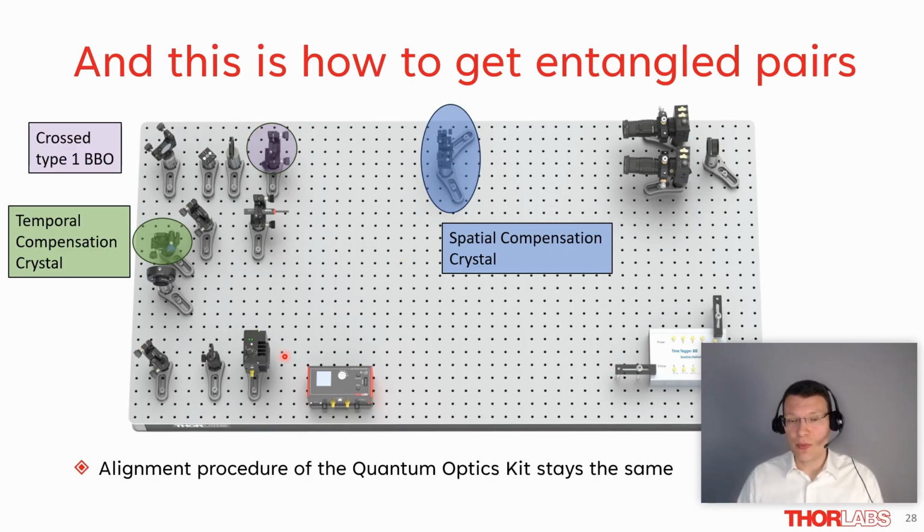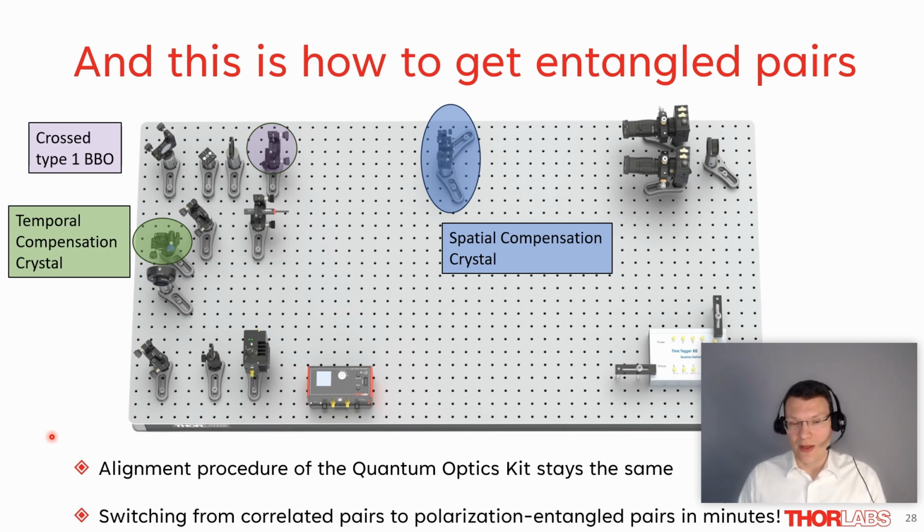Crucially, the alignment procedure of the quantum optics kit stays the same. So if you're familiar with that, as I said before, we put a lot of love in there so you can systematically align everything. It stays exactly the same, even with these cross type 1 crystals. You don't have to put a lot of work in to get from one to the other. That's the next great thing. So if you've done this a few times, you can just really switch between the quantum optics kit and the entangled photon pairs in like 5 to 10 minutes. If your students do it for the first time, it's maybe half an hour to an hour.